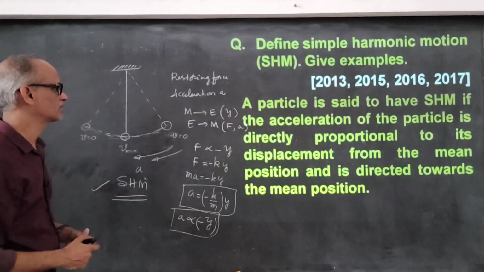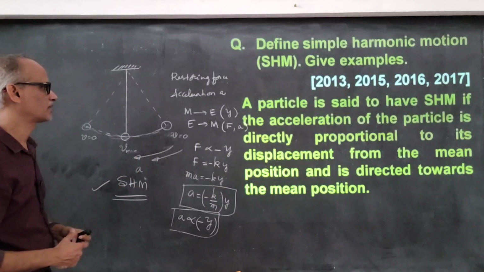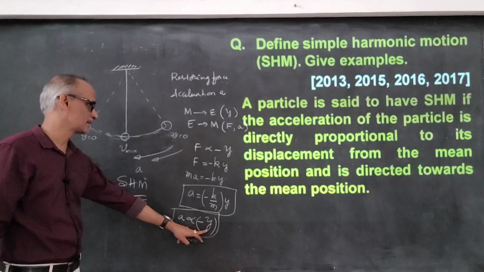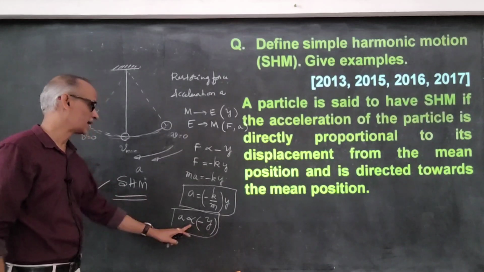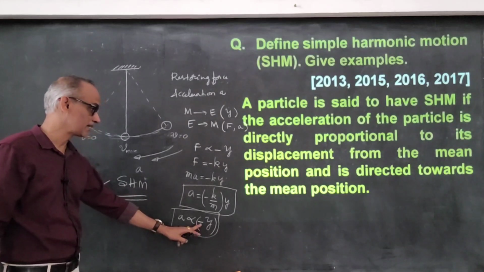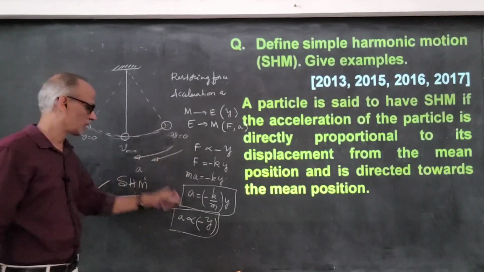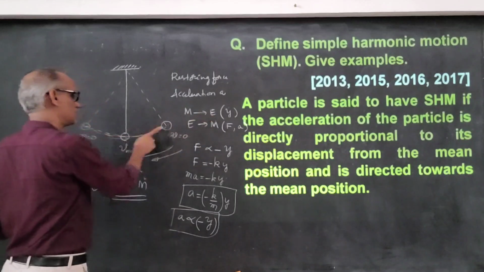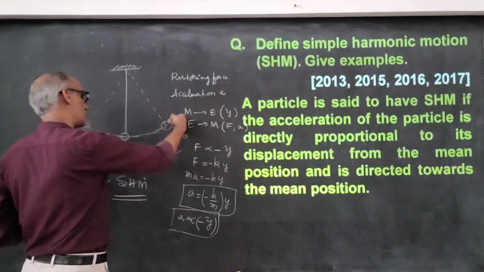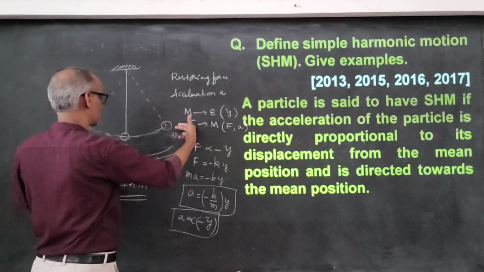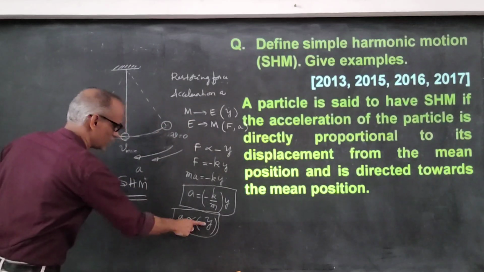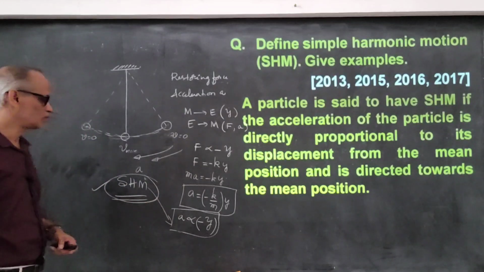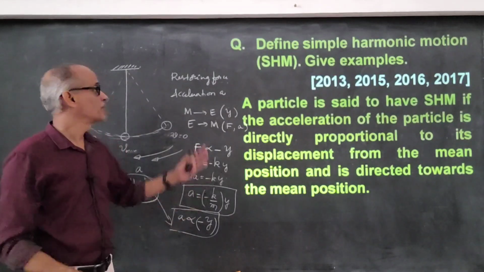So, go through the definition again. A particle is said to have simple harmonic motion if the acceleration of the particle is directly proportional to its displacement from the mean position and directed toward the mean position. That minus sign indicates that the acceleration is opposite to the displacement. The displacement is from the mean position toward the extreme, whereas the acceleration is from the extreme position toward the mean position. They are exactly opposite. That is why the minus sign. And this is the condition under which we call the motion a simple harmonic motion.